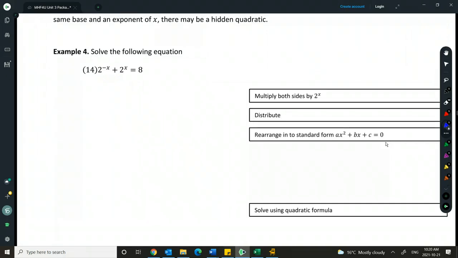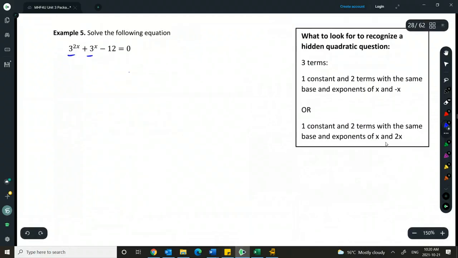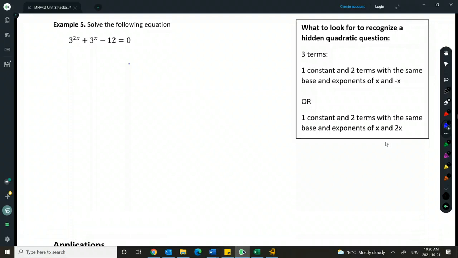Okay? So the easier version of this question is example 5, so I want to start with that one. And this is already sort of set up in a nice format for us. We have common bases of 3, exponents of 2x and x, and we have a constant value. And they're sort of arranged in descending order. So I have 3 to the 2x, 3 to the x, and then the constant arranged here.